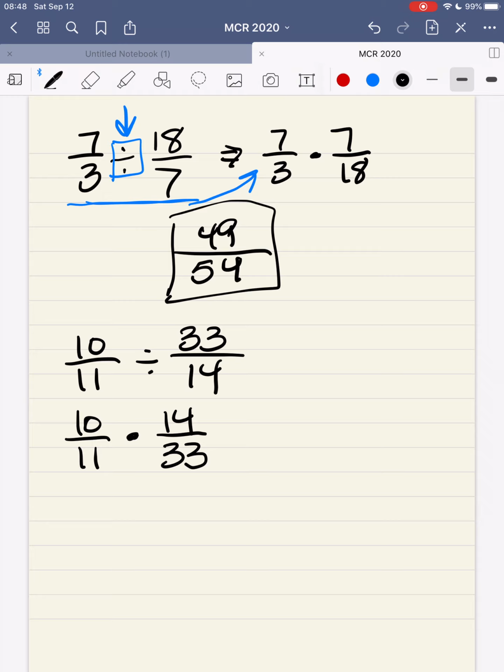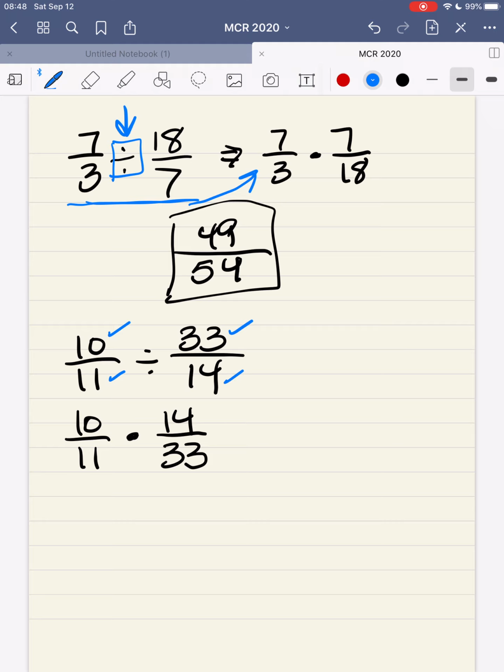Okay, again, you may want to be careful because 11 and 33 have something in common, as do 10 and 14. In this case, you want to go ahead and leave it alone. Now we do want to look and see if anything else is in common here.